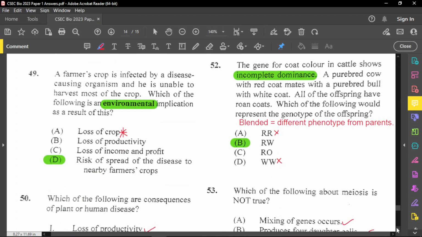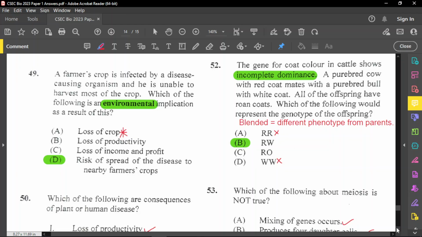Now, for 52, it said that the gene for coat color in cattle shows incomplete dominance, right? A purebred cow with red coat mates with a purebred bull with white coat. All of the offspring have roan coats. Which of the following would represent the genotype of the offspring? Now we talk about purebred. Purebred could be two things. I want to point out that purebred could be either homozygous dominant or homozygous recessive. I just want to make mention of that.